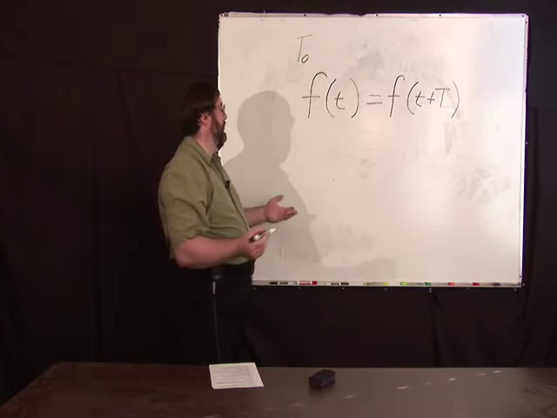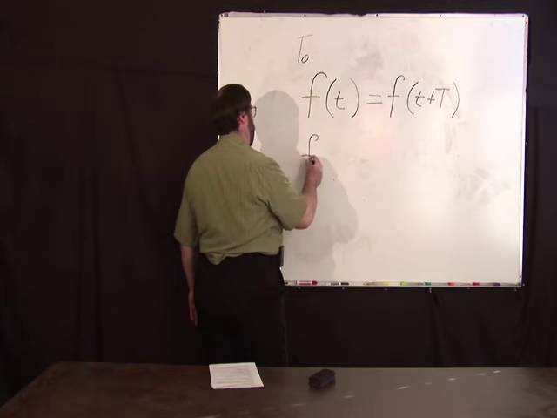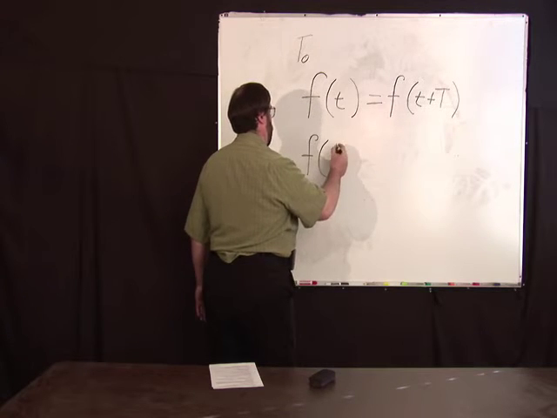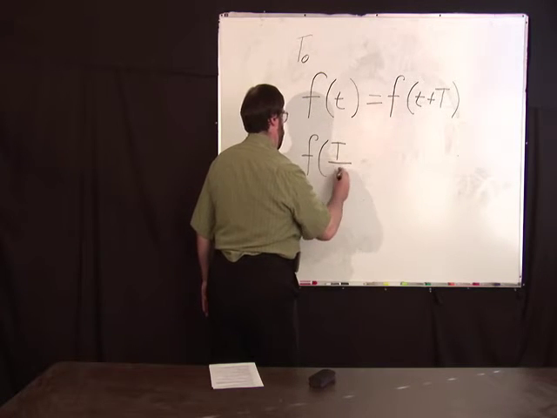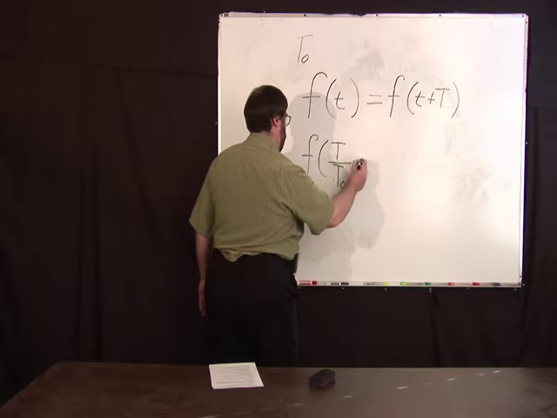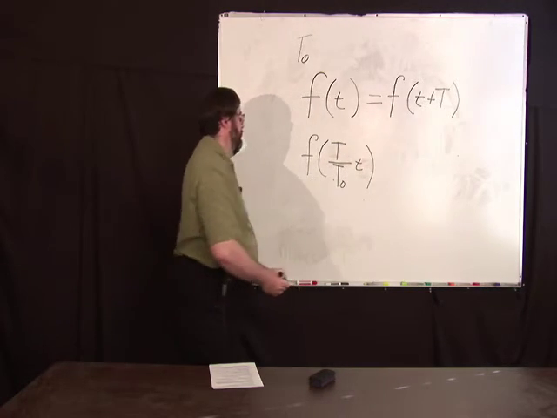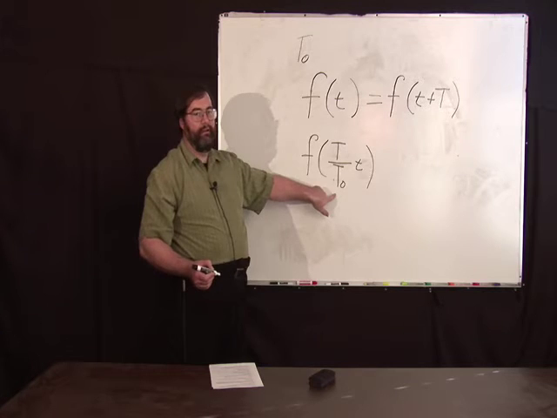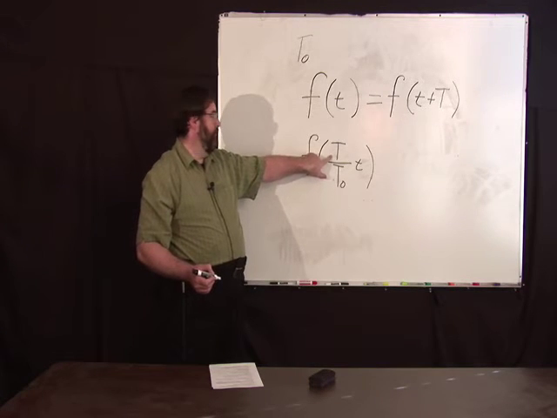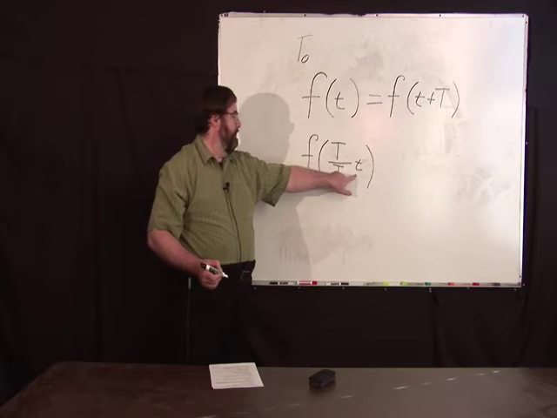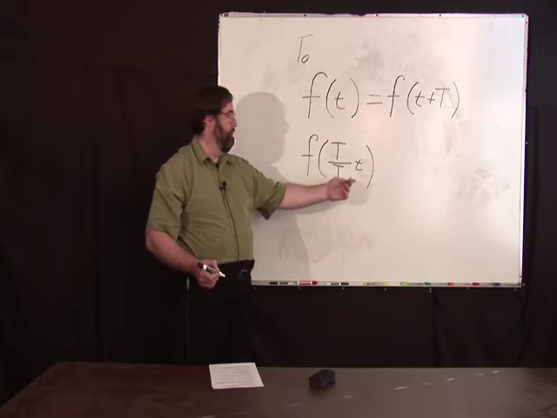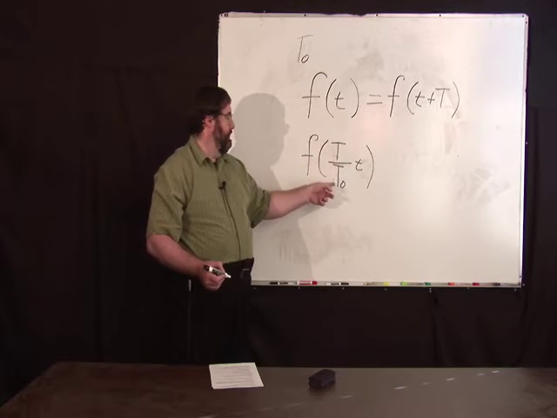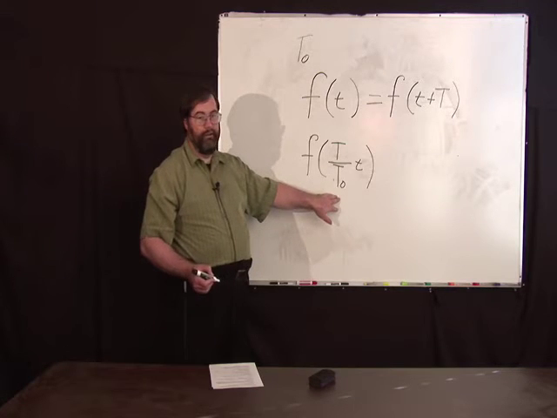Well, a function that has that property would be this: f of t over t0 times t. Because, as you can see, when t equals t0, it equals capital T. It equals this value here. So from 0 to t0, f of 0 equals f of capital T. So this actually is a function that has period t0.